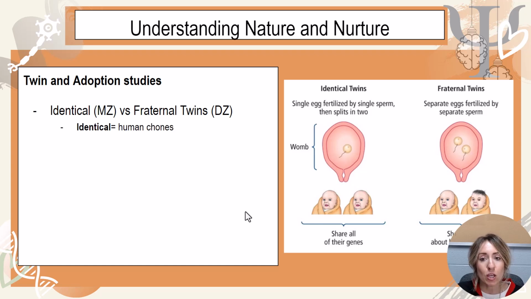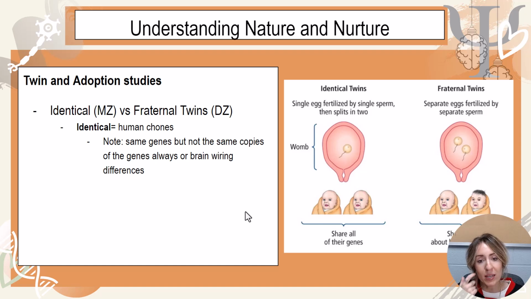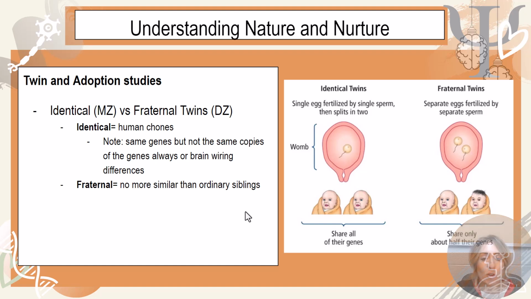So identical twins are like human clones of each other. It is one egg and one sperm that splits into two. They share all of their genes. However, one small note is that identical twins have the exact same genes, but sometimes they don't have the same copies of the gene, or the wiring of the brain is slightly different. And so there are still very, very small differences based on the way that the prenatal and placental environment happens, but for the most part we think of them as clones. Fraternal twins are no more similar than ordinary siblings. So genetically, fraternal twins, just because they're born at the same time, are not any more similar than any other ordinary siblings.